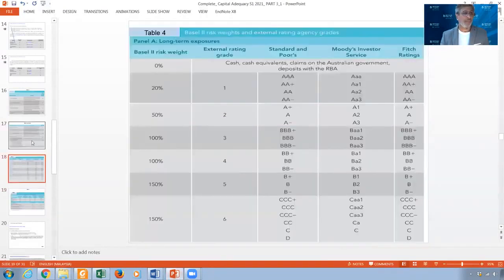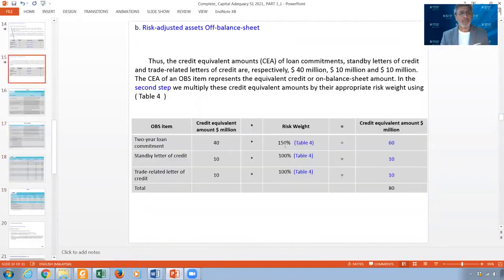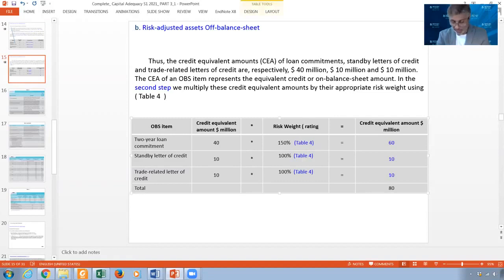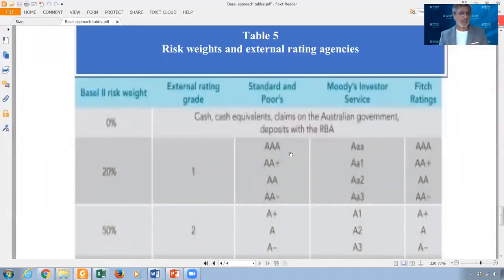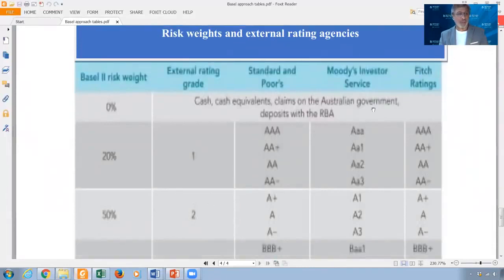So now, this is Triple B, it's 150%, and standby letter of credit is 100%. And as I told you, trade related, you have to take the risk weight according to the rating of the counterparty. And you can take it from, as I told you, table 5 in the main tables, or table 4 here according to these tables. But I prefer you use my tables here, regardless whether it's table 5 or table 4, you are using the rating, and you are using the Standard & Poor's, and this is the risk weights.